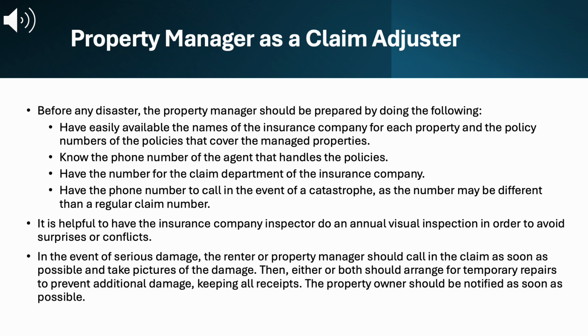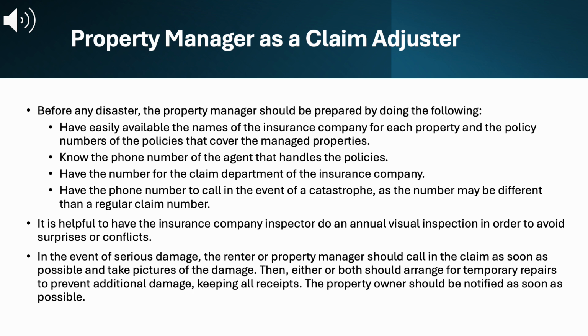Before any disaster, the property manager should be prepared by doing the following. Have easily available the names of the insurance company for each property and the policy numbers of the policies that cover the managed properties. Know the phone number of the agent that handles the policies. Have the number for the claim department of the insurance company. Have the phone number to call in the event of a catastrophe, as the number may be different than a regular claim number. It is helpful to have the insurance company inspector do an annual visual inspection in order to avoid surprises or conflicts.